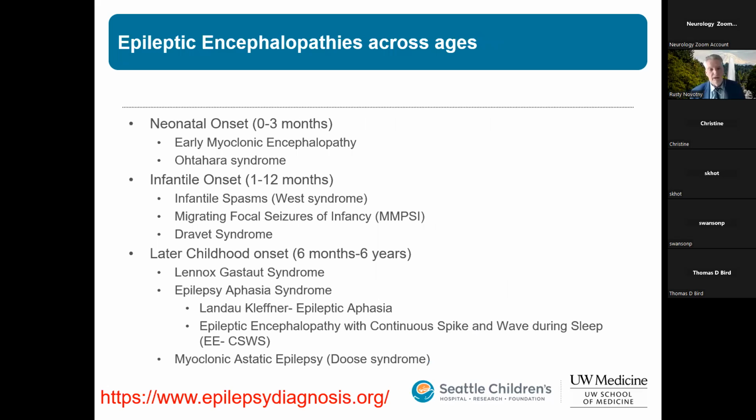So as we know, in 2017, the International League Against Epilepsy revamped the classification of epilepsy, seizures, and epilepsy syndromes. They identified specific syndromes as a function of age, and many of these epilepsy syndromes can be characterized as epileptic encephalopathies. And this is just a subset of the conditions.